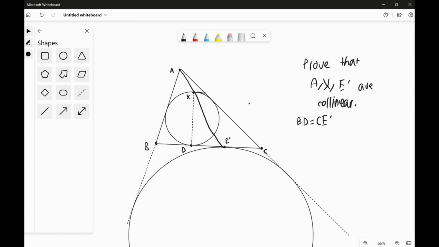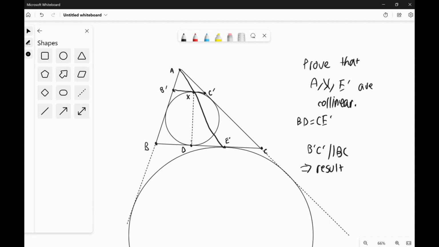So we draw the tangent to this incircle at X. And it intersects AB and AC at B prime and C prime. And if we can show that B prime C prime is parallel to BC, then we're set. So how can we do this?